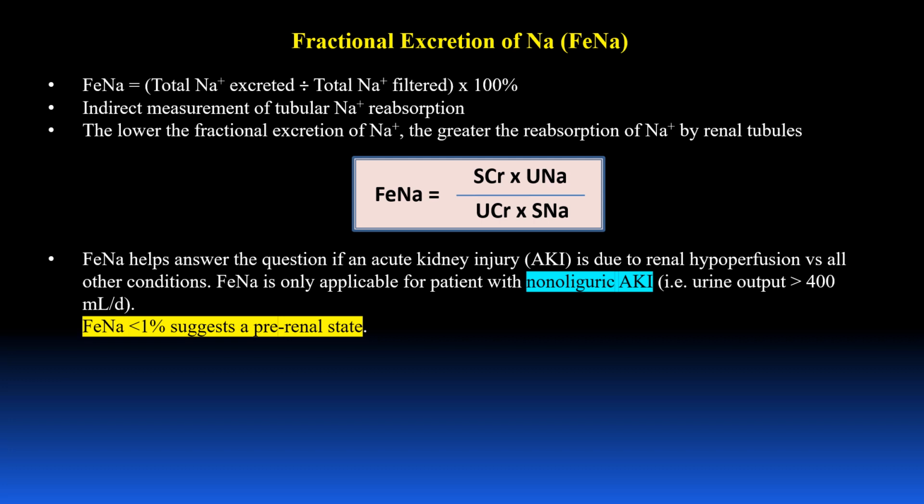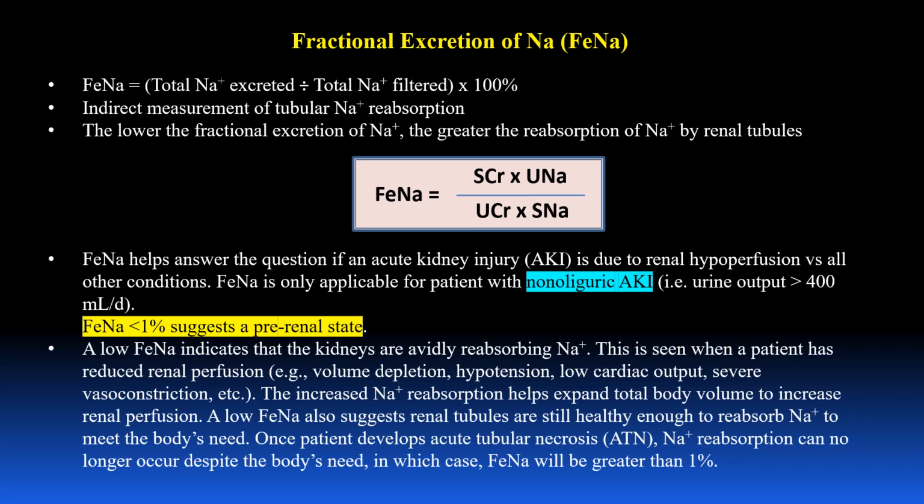A FeNA less than 1% suggests a pre-renal state. A low FeNA indicates that the kidneys are avidly reabsorbing sodium. This is seen when a patient has reduced renal perfusion, as in the case of volume depletion, hypotension, low cardiac output, or severe vasoconstriction. The increased sodium reabsorption helps expand total body volume to increase renal perfusion. A low FeNA also suggests renal tubules are still healthy enough to reabsorb sodium to meet the body's need.